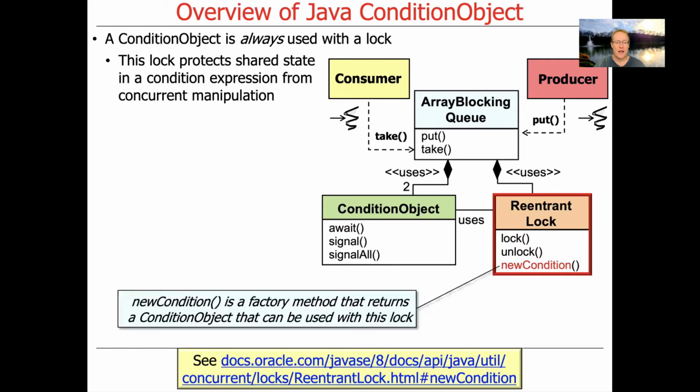As I mentioned a little bit ago, the newCondition factory method is defined on the Lock interface, and thus on the ReentrantLock implementation of that interface, and it's used to return a condition object that will be associated with that particular lock. So we think about newCondition as returning a condition object that's associated with the reentrant lock, or the lock, that called the newCondition factory method.